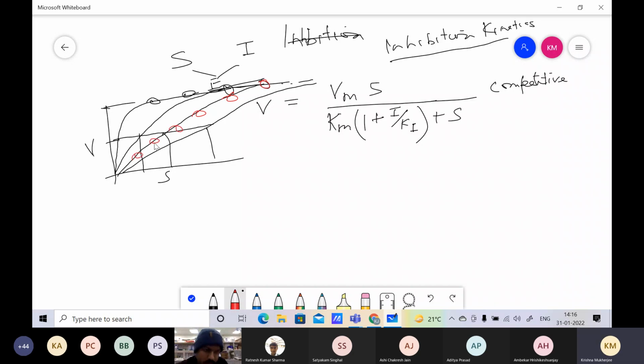And as the inhibitor becomes more and more, you can understand why it is called competitive inhibition. So it is called competitive inhibition, and we will talk about this in detail in the class. And so this is the equation.